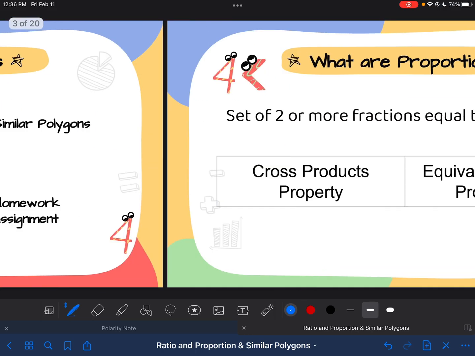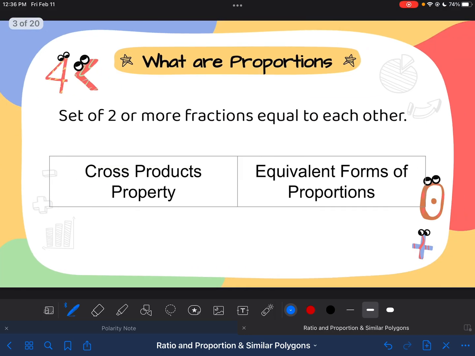But here we go. So, what is proportion? Proportions are a set of two or more fractions equal to each other. So, within these proportions, there are two types of properties. One is called the cross products property, while the other one is called equivalent forms of proportions. So I'm going to go step by step of each topic and then give you guys some practice problems.